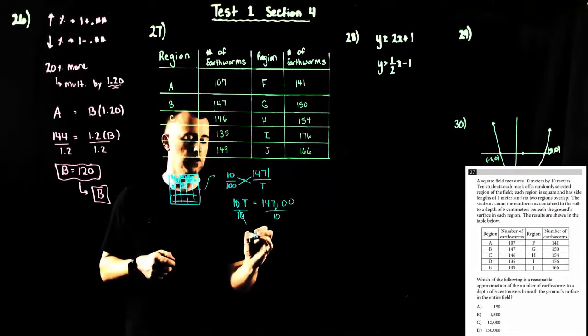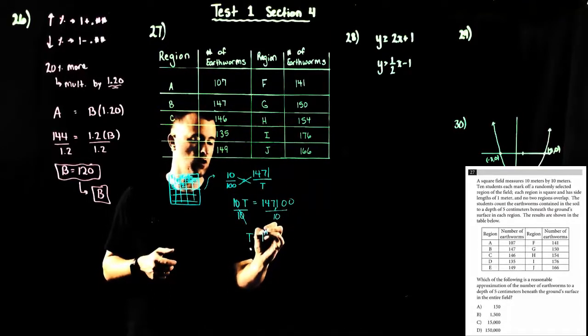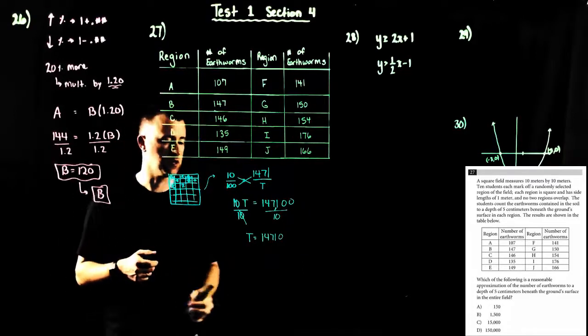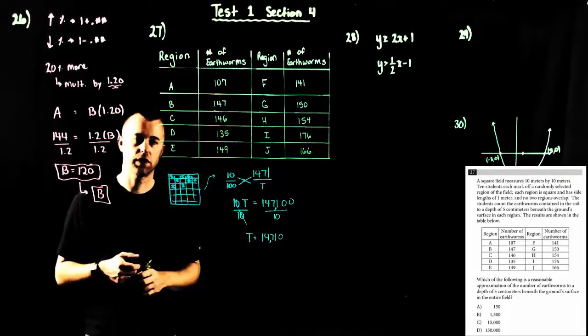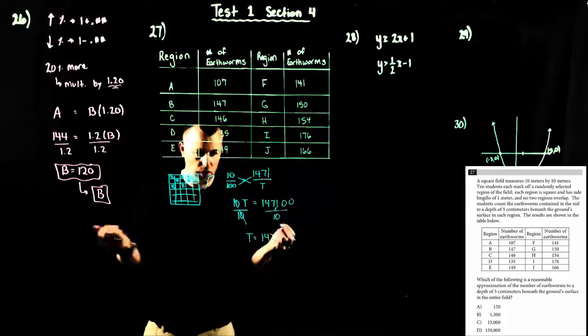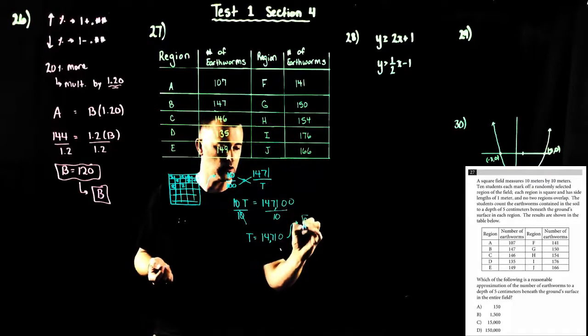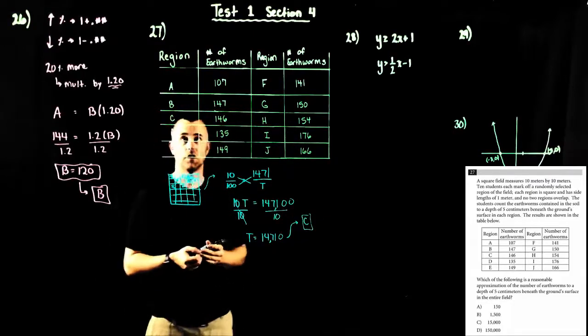So divide by 10, and you're going to get the approximation here of 14,710. I'm taking away a factor of 10, so I'm taking away a 0. So I end up with 14,710, which the closest number we have is 15,000. So that is going to be C. So that's going to be number 27.